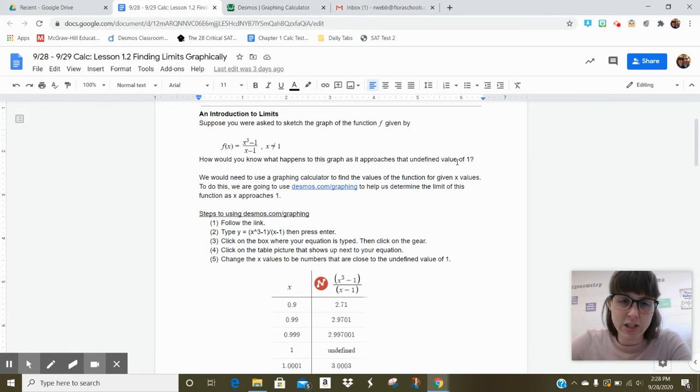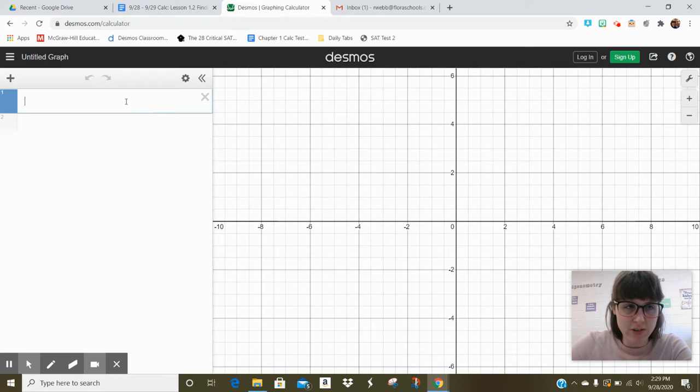To do this, we're going to go to this link, desmos.com/graphing, to help us determine the limit of this function as x approaches 1. Okay, so now I'm going to go over here to the Desmos graphing calculator to show you how to do this.